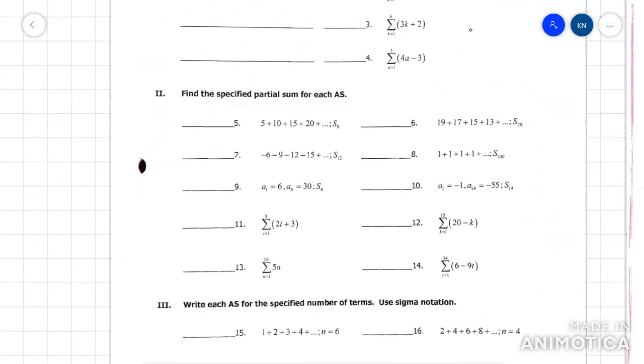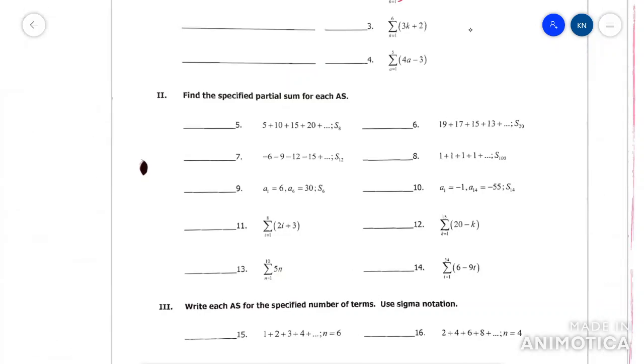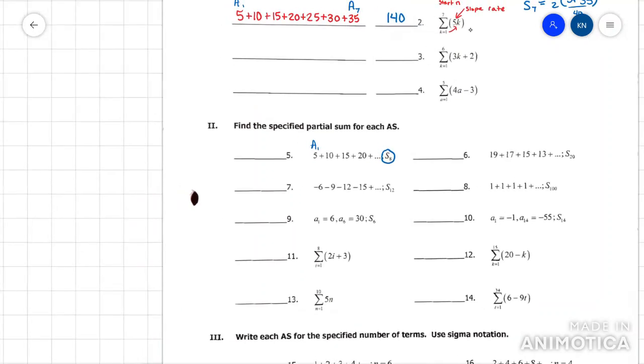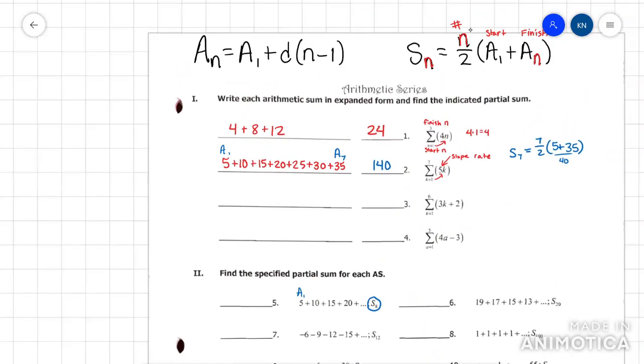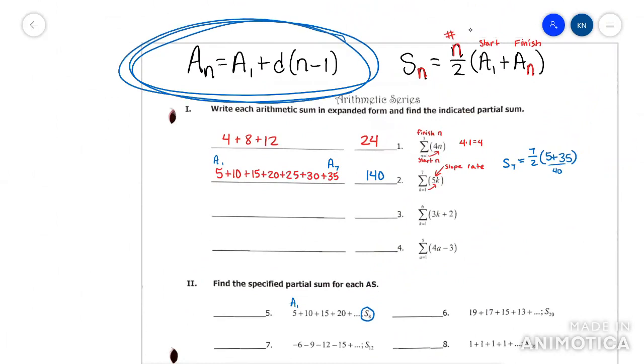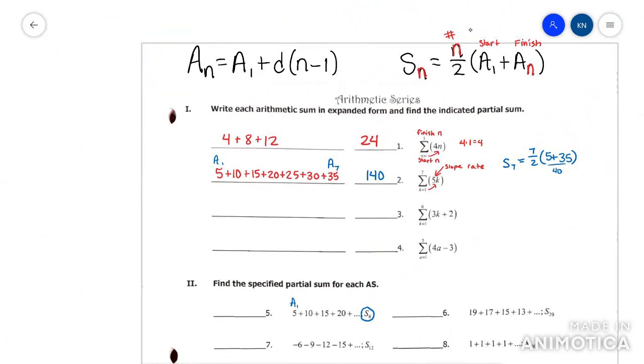Now they want the specified partial sum for each arithmetic series here. So basically they're going to tell you that this is your start. They want that all the way up to the first 8 terms added up. All right, well, here's what you have to do. You have to use this first equation here to go find that last term.